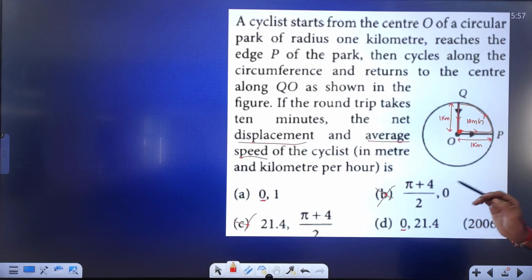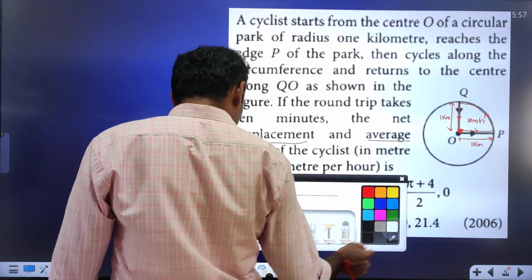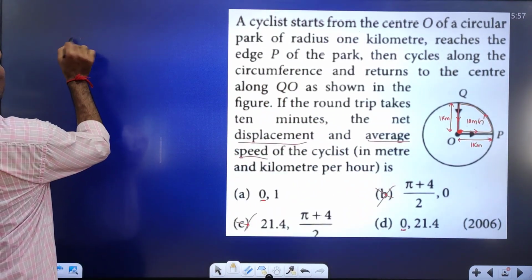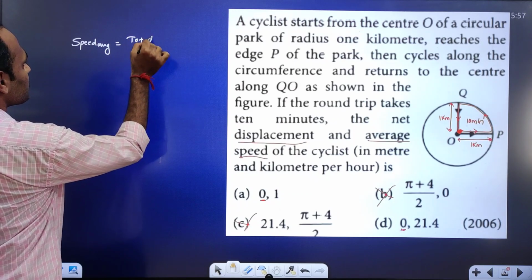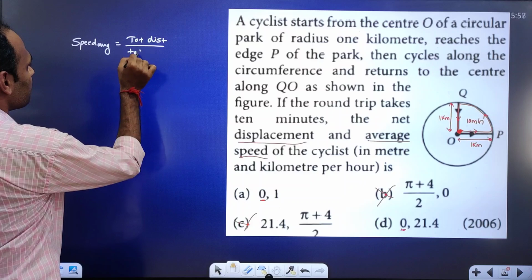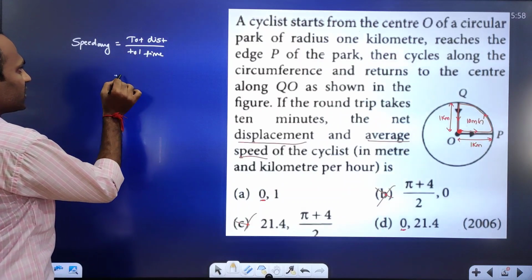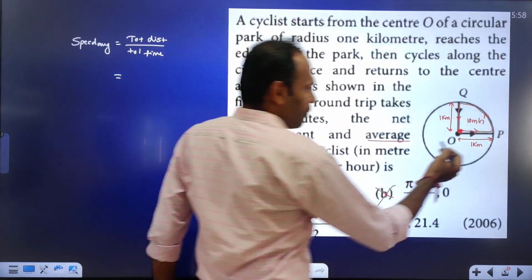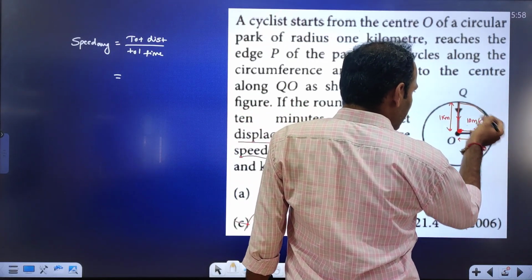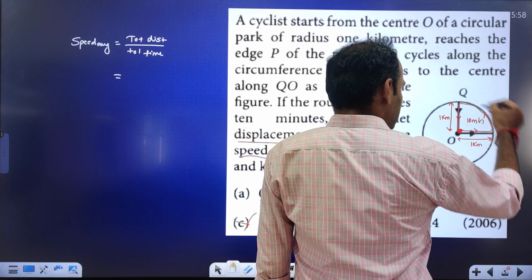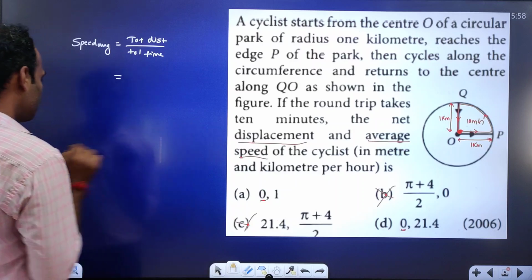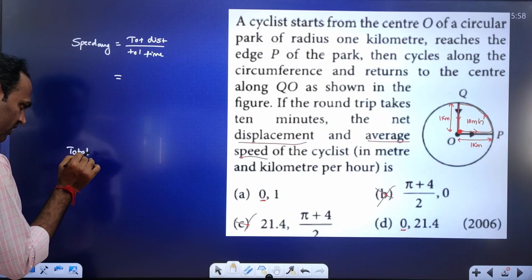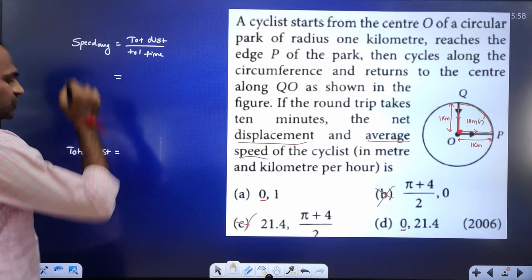What else do we have to calculate? We have to calculate average speed. What is the formula for average speed? Average speed is equal to total distance traveled upon total time taken. So how much is the total distance? See, this is 1 kilometer, this is 1 kilometer, so that is 2 kilometers. Now we have to calculate this arc. So how much will the arc be? Let us calculate the total distance first and then we'll go for the speed.